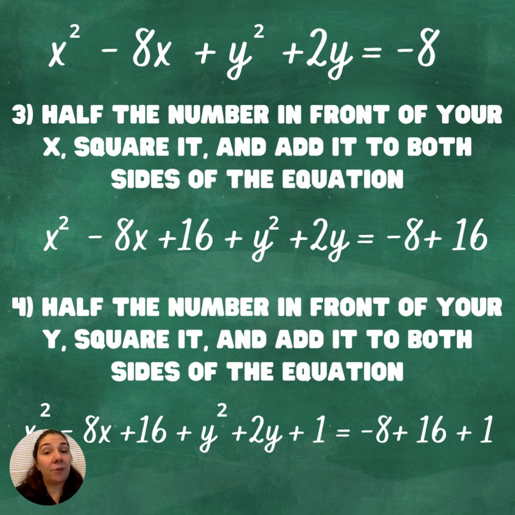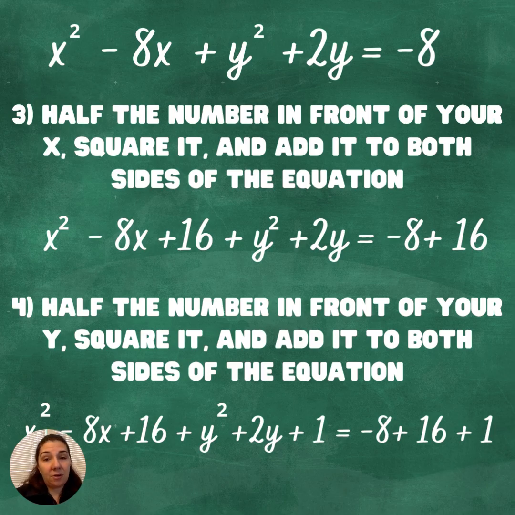So the number in front of your x is -8. Dividing that by 2 is -4. And then squaring that value is 16. So you're going to add 16 to both sides. And that's going to give you x squared minus 8x plus 16, then plus y squared plus 2y equals -8 plus 16. Again, you're going to do the same process, but with the y value.